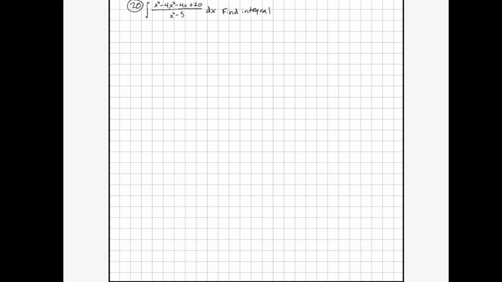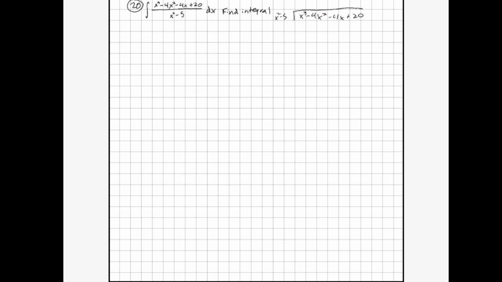All right, so for homework 4.6.2, first we're gonna do question 20. Question 20 says from this function right here, I need to find the integral of the function. So the first thing I need to do is use long division because I need to take the denominator and divide by the numerator. So come over here like that, do x squared minus 5, x cubed minus 4x squared minus 4x plus 20.